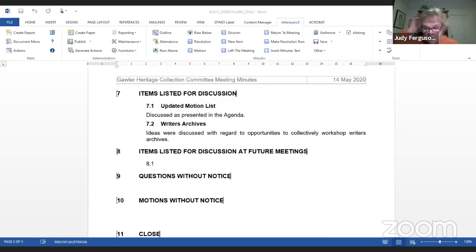The items listed for discussion at future meetings. So we've had a few ideas today. So what do people want to see listed that won't already come up?